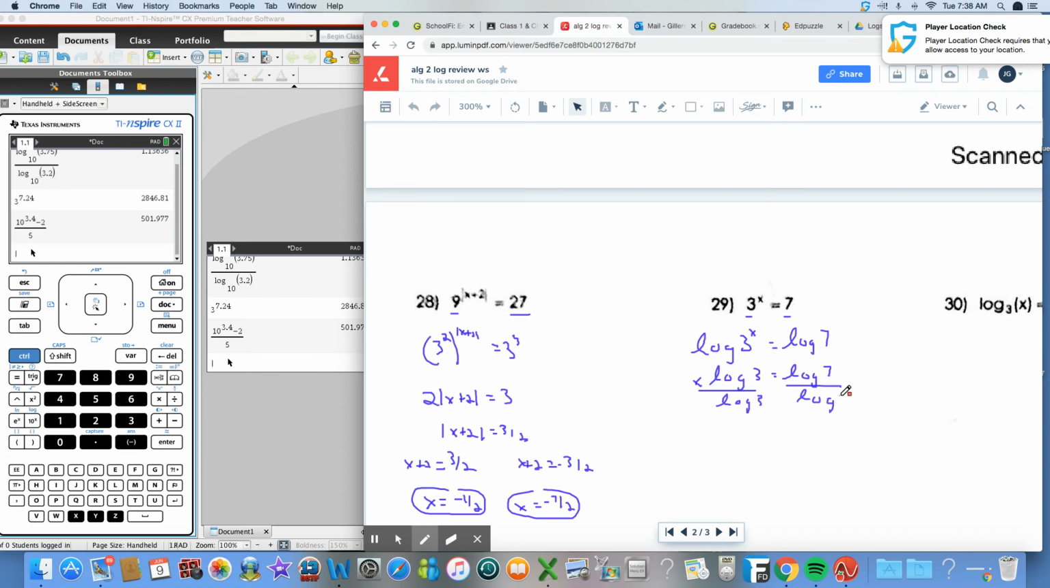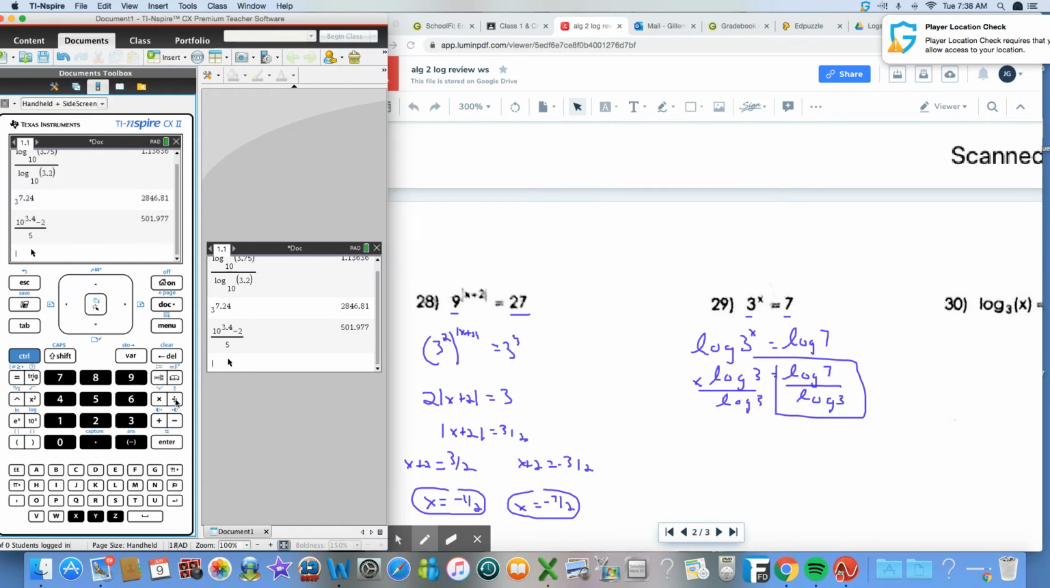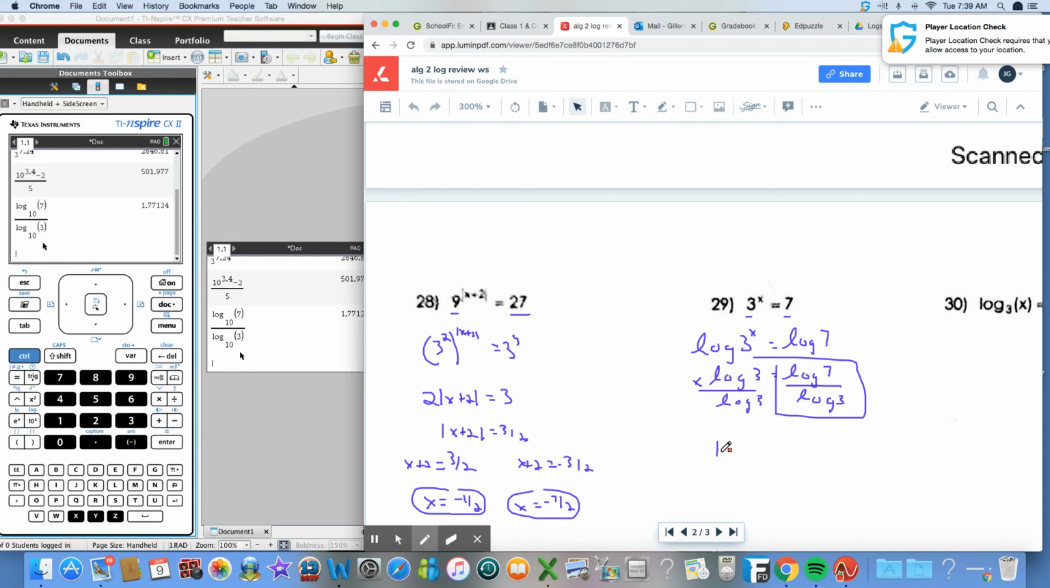And that is your answer. Log 7 over log 3. To get the exact answer of that, come over here. You get log of 7 over log of 3. Hit enter. And it is 1.771. There's your answer.